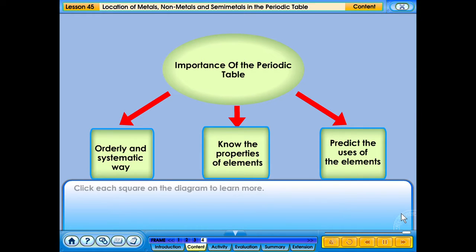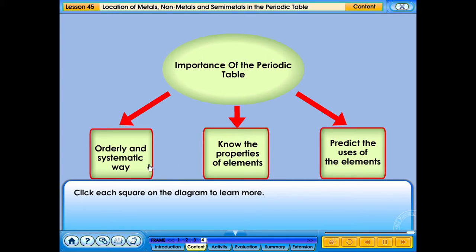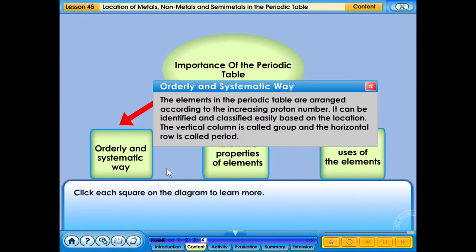Click each square on the diagram to learn more. The elements in the periodic table are arranged according to the increasing proton number. It can be identified and classified easily based on the location. The vertical column is called group, and the horizontal row is called period.